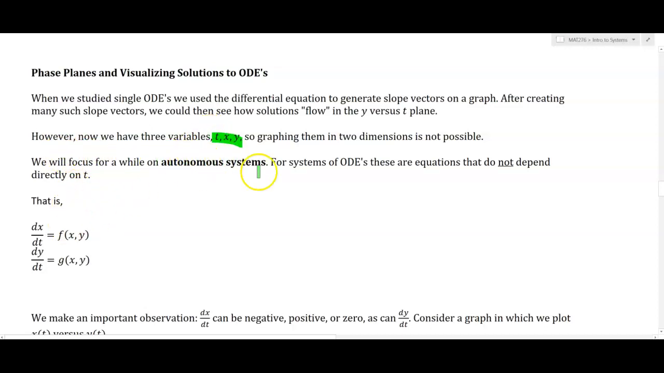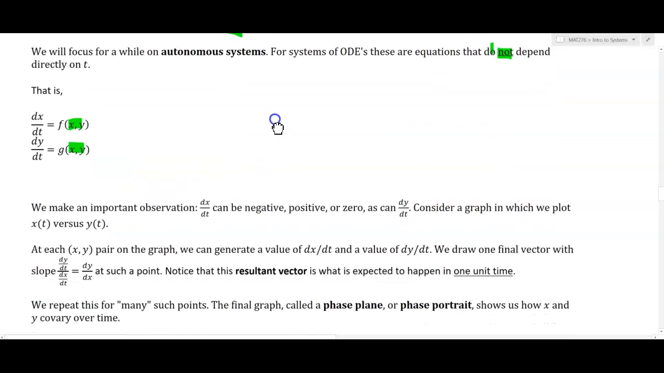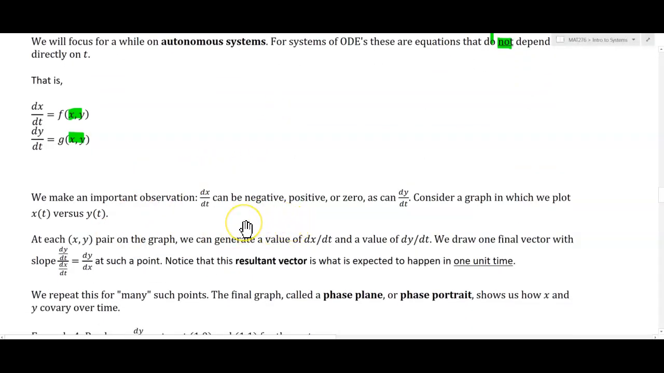We're going to limit ourselves to just autonomous systems. Autonomous systems are where the rate of x only depends on x and y. Remember, for an autonomous differential equation, the rate of change of a variable only depends on that dependent variable. But for systems, those can depend on both x and y. Notice there is no t. It does not depend directly on t. And so we're going to make an important observation: dx dt can be negative, positive, or 0. And dy dt can be positive, negative, or 0. Now you'll see why that is important in a moment.